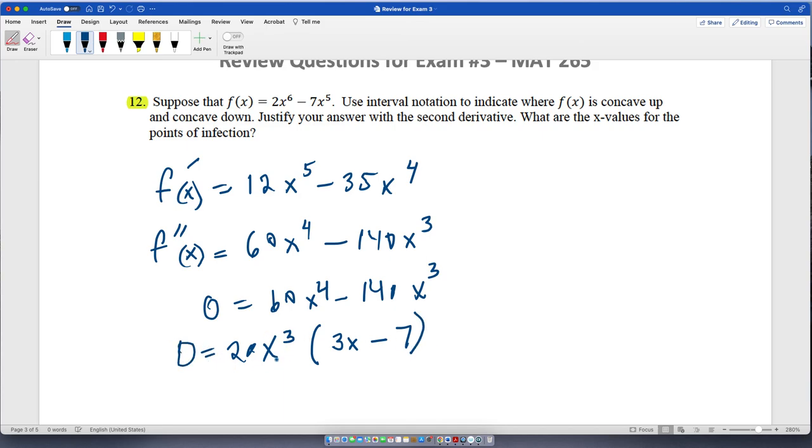So I've got two solutions. I have the first part here. x equals 0 is one solution. The other one is 3x minus 7 equals 0. When I solve that, I'm going to get x equals, add 7 to both sides, divide by 3, 7 thirds is our other solution. So I have two places where this equals 0.